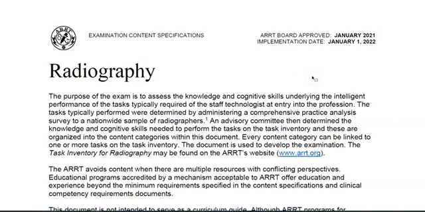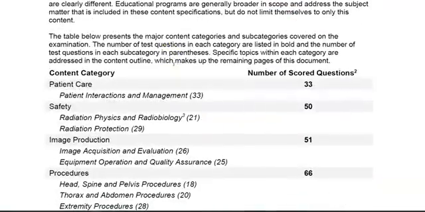So definitely use this document. It's provided by the ARRT, which is the licensing body that gives us our registry to take, and once we've passed it, gives us our credentials and our actual license. What they do is let us basically know what kinds of things to expect on that registry.